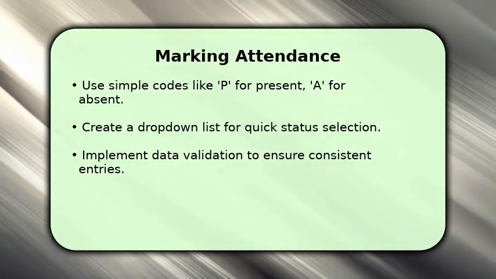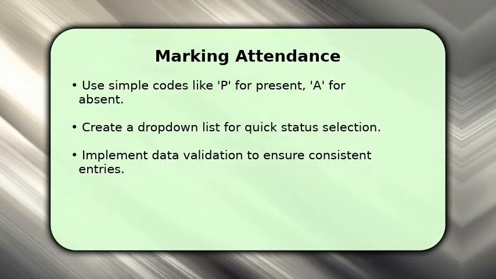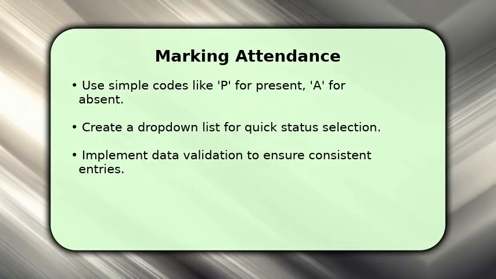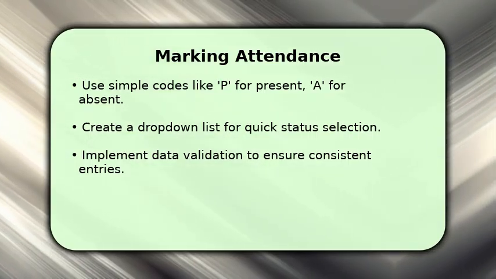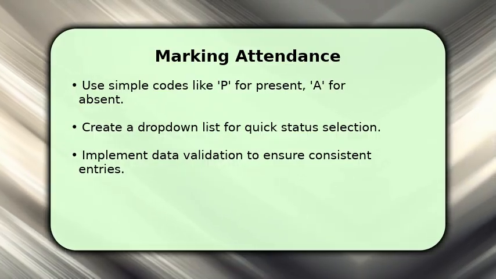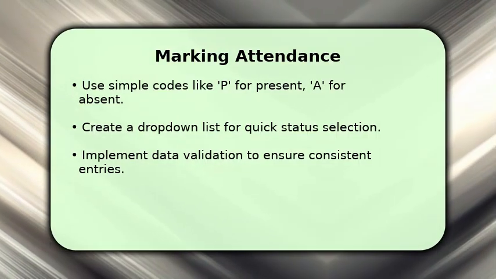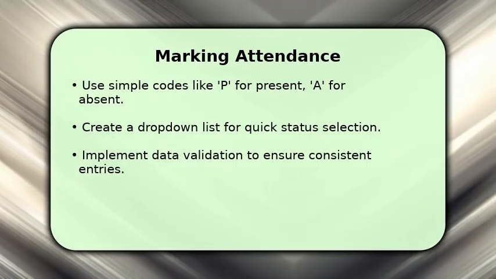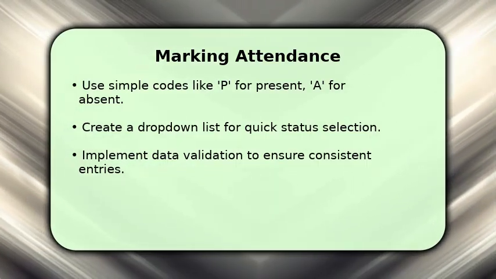You can use simple codes, such as P for present or A for absent, in the daily cells. To speed up this process and ensure consistency, create a drop-down list for each cell. This data validation step helps prevent errors and keeps your sheet tidy and professional.